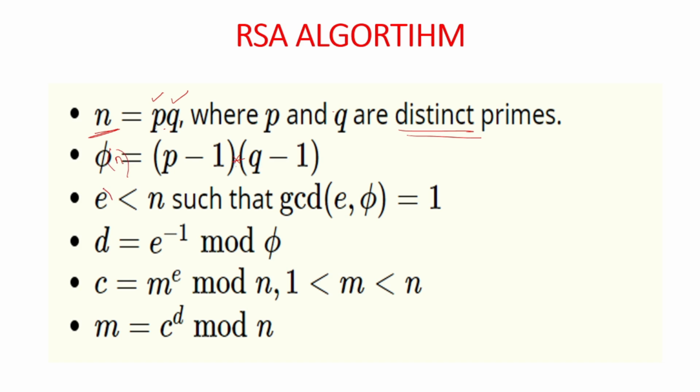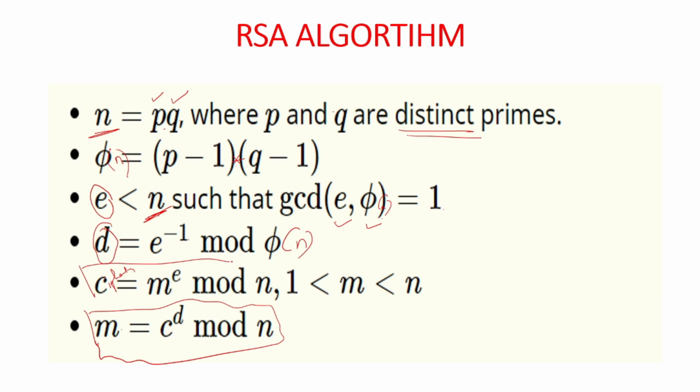Then we calculate the public key part, e. How do we find it? The greatest common divisor of e and phi of n should be 1, and e should be less than the value of n. Then we find the private key, using the formula e raised to minus 1 mod phi of n. Then we find the ciphertext. One formula is for encryption and the other is for finding the plain text again during decryption. So we have two different formulas, and we'll see this with an example.